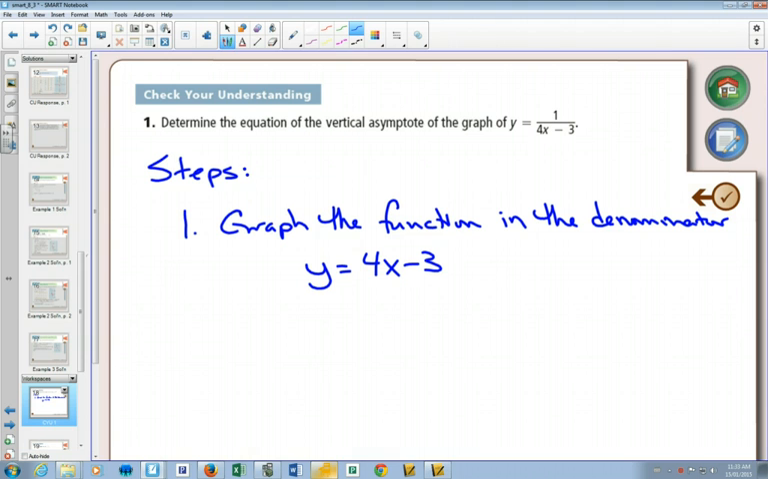And it's going to be helpful if you have 3 colors for this. Maybe you use pencil for your original graph, blue for your final graph, and you're going to need to use a red pen for your asymptotes. Yeah, intense, eh? So we're going to graph the function in the denominator. That's going to be y equals 4x minus 3.